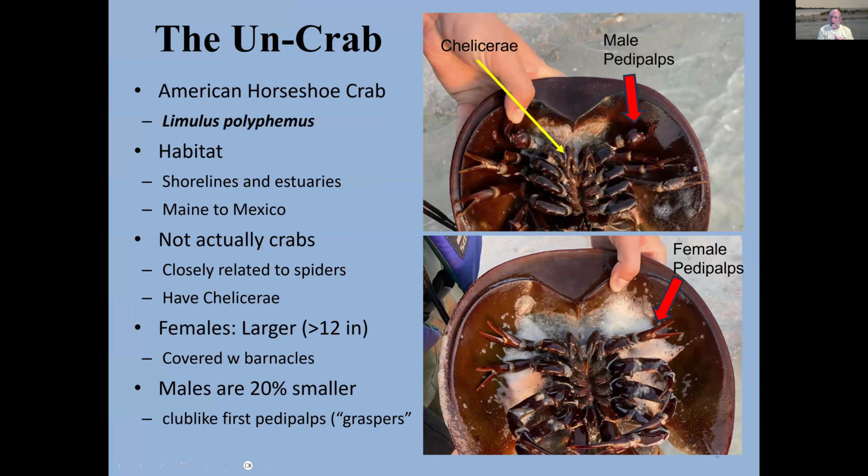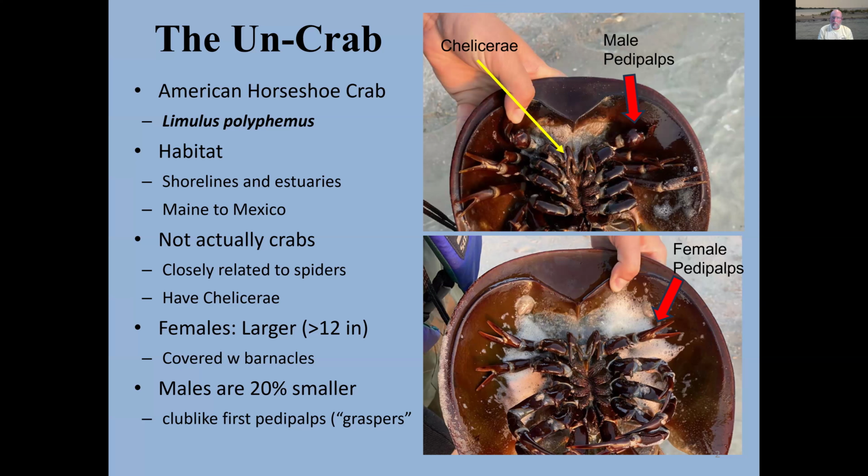So I like to say that horseshoe crabs are an uncrab. They're not really a crab. The American horseshoe crab, which we call Limulus polyphemus, is really more closely related to spiders than crabs, and I'll explain that in a moment. It lives in shorelines and estuaries everywhere from Maine to Mexico, and females are typically larger than the males.